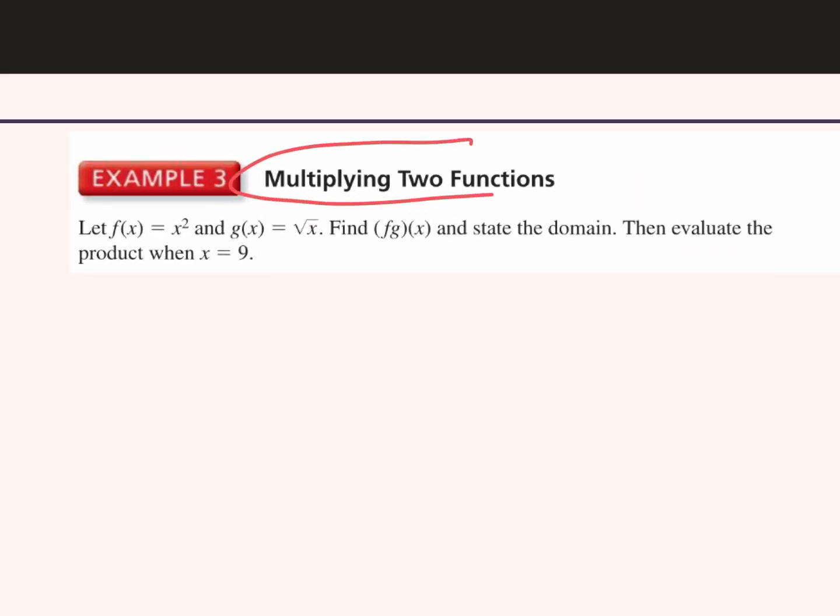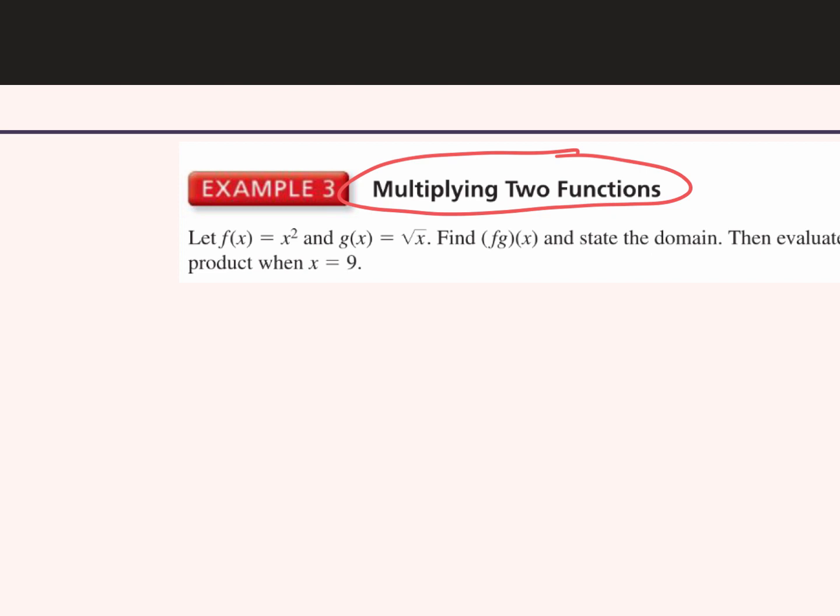Multiplying two functions. All right. When we multiply two functions. Oh, you know what? Let me hold on restrictions there. You can use all real numbers. All right. What are they asking us to do here in example 3? Multiply. They're asking us to multiply the two functions together.